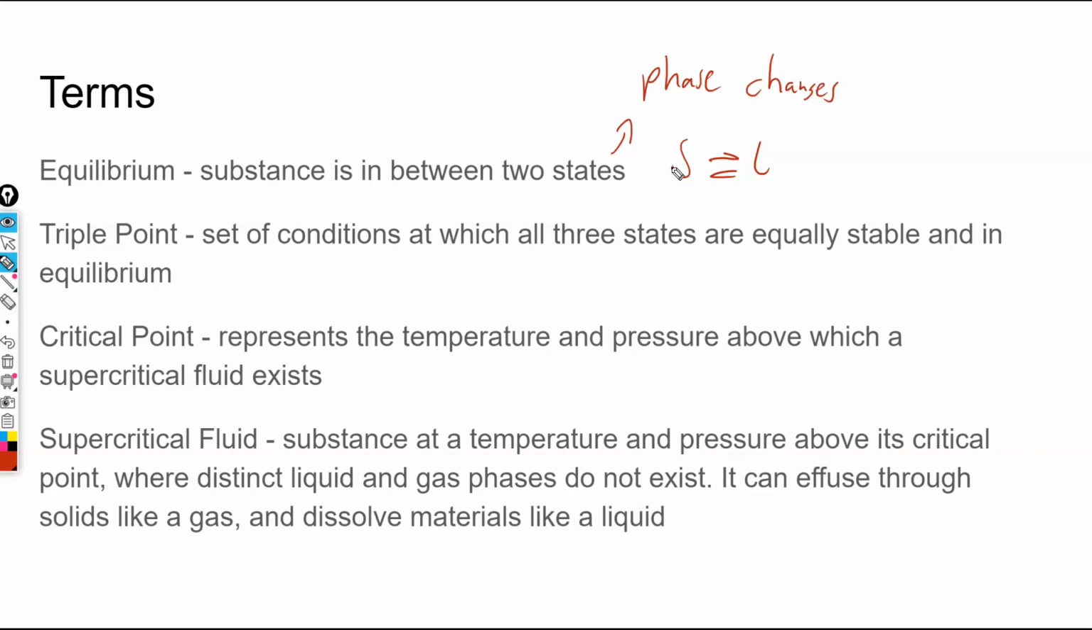Triple point, remember, was the set of conditions in which all three states are equally stable and in equilibrium. Critical point was the set of temperature and pressure in which a supercritical fluid exists. And remember, a supercritical fluid is a substance where it isn't distinctly a liquid or a gas phase. It can effuse through solids like a gas, but it also dissolves materials like a liquid. So it's a really interesting type of thing. But it's not actually one of our 4 phases that we talked about way back when, because it doesn't really exist in nature.